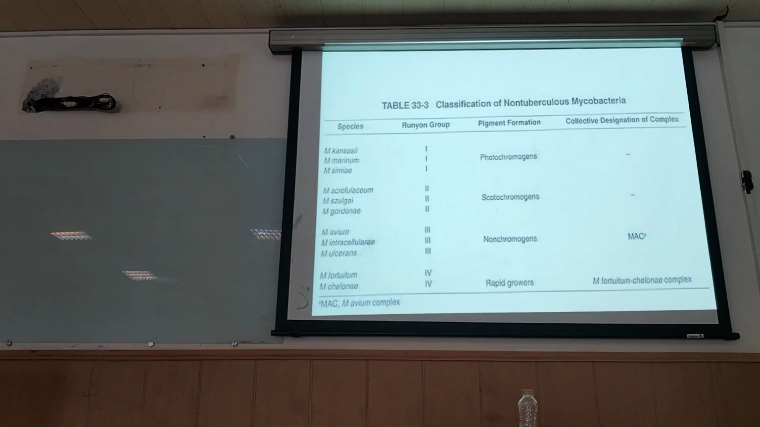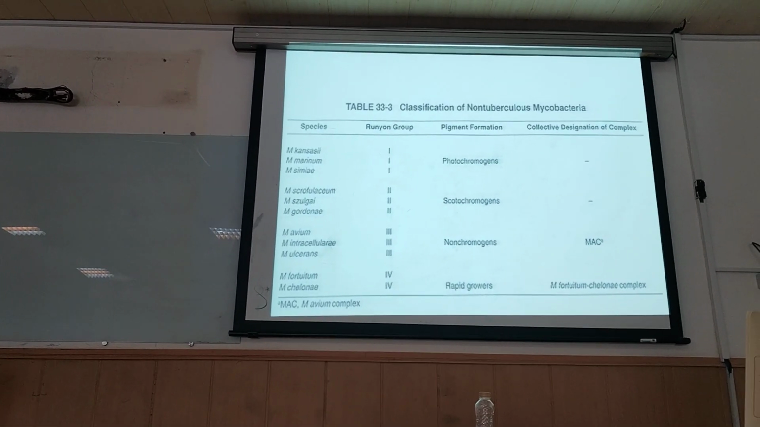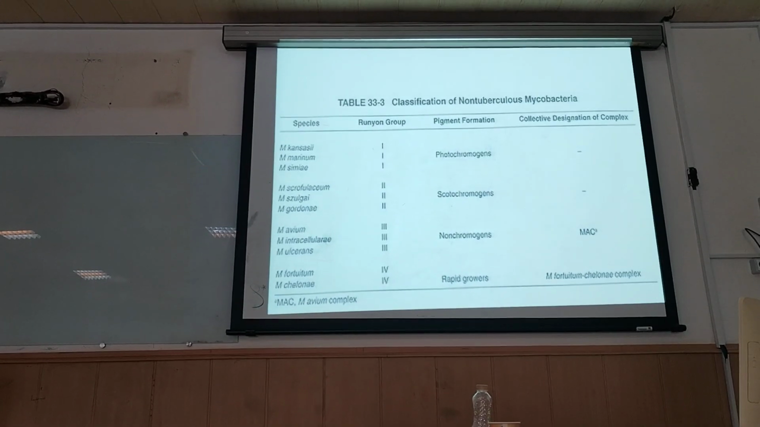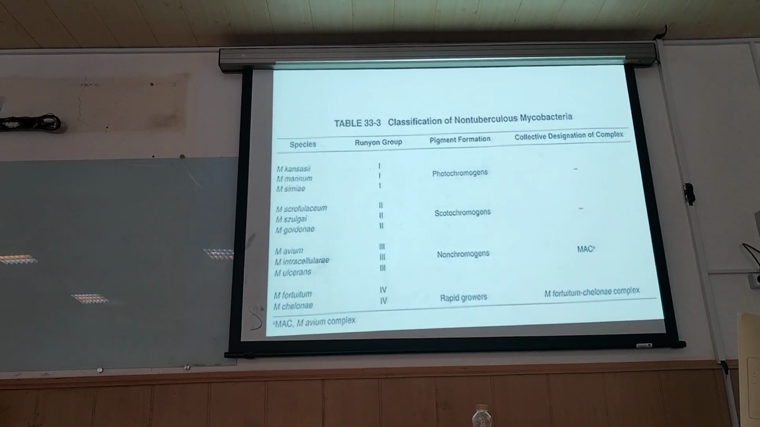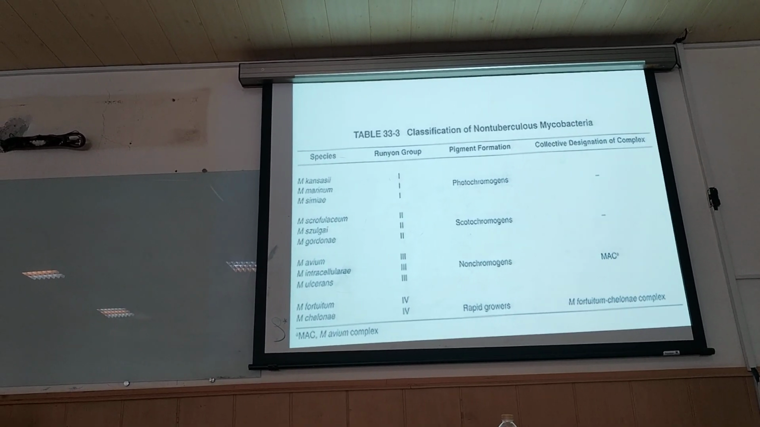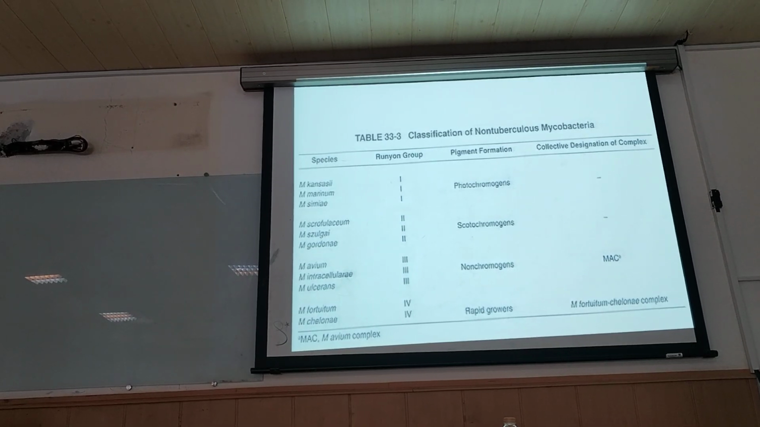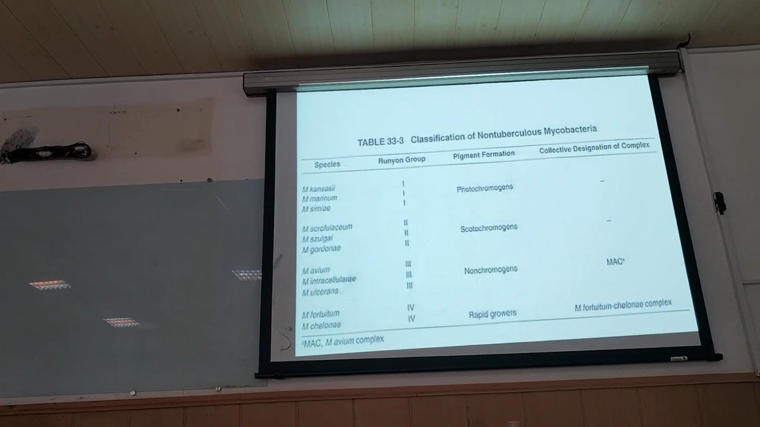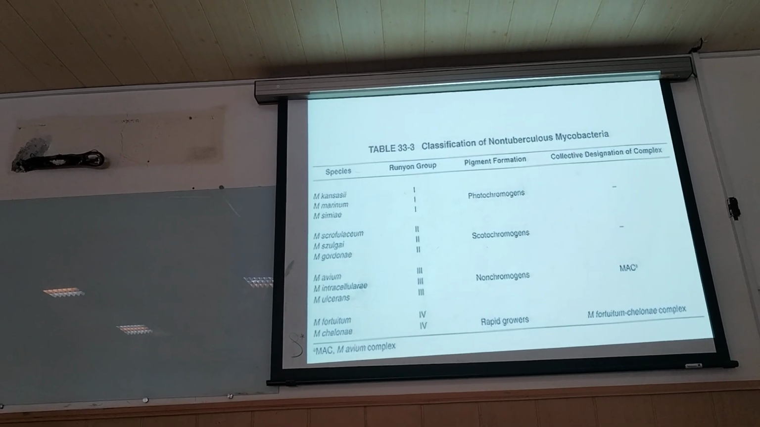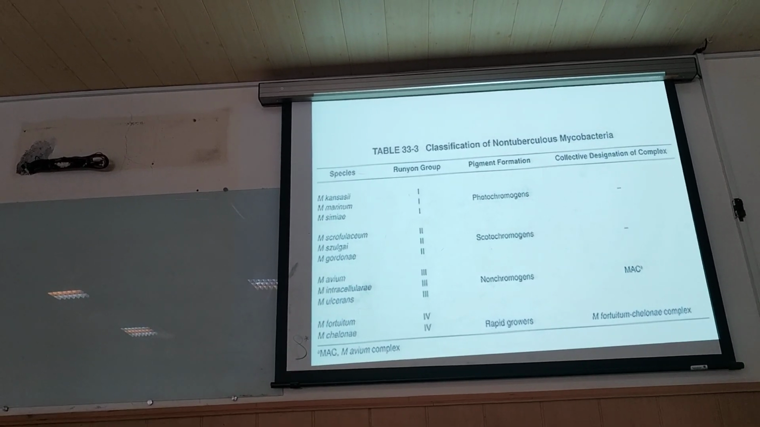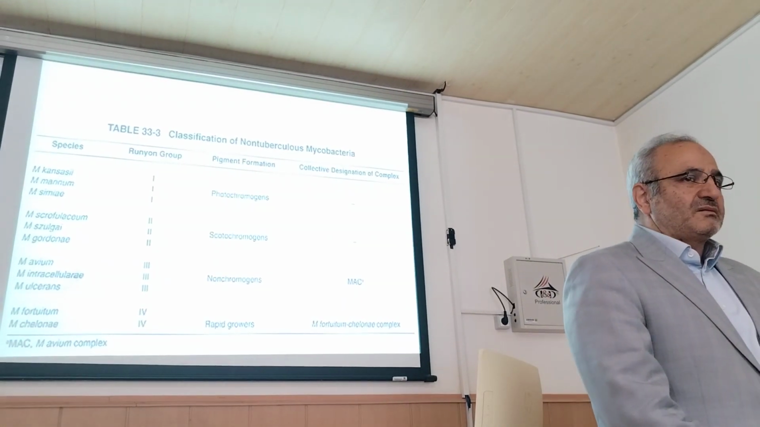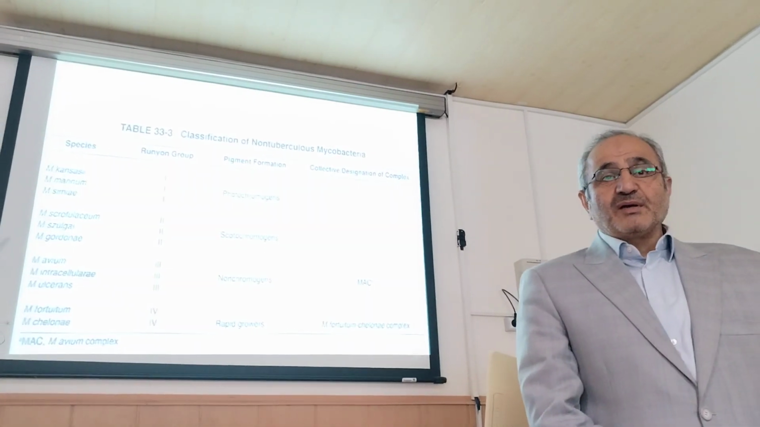Another species in group 2 is M. szulgai and M. gordonae. They cause infection in lungs and also in soft tissues. The third group are M. avium, M. intracellulare, and M. ulcerans. The most important one is M. avium. M. avium causes disseminated infections in people with HIV. Very important among HIV patients.